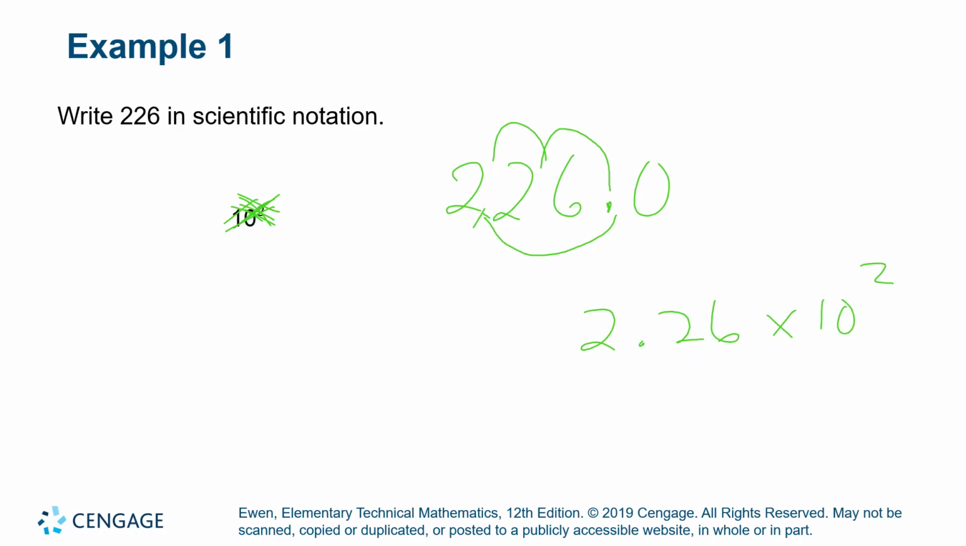Now, you know that 10 to the power 2 is 100. 10 to the power 2 is 10 times 10, which is 100. And you could always double check on the calculator. So 2.26 times 100, yes, it is 226. Okay. Let's move on to another example.